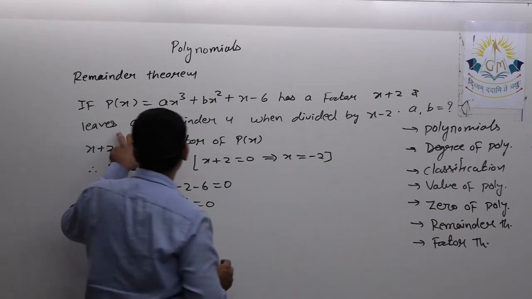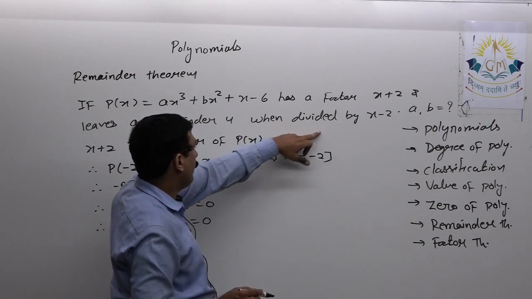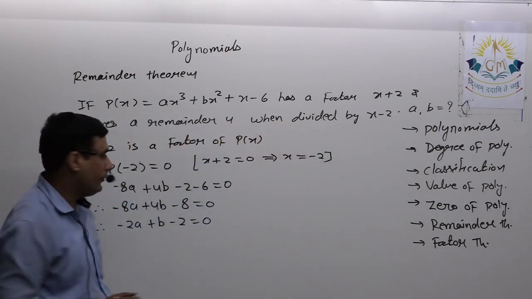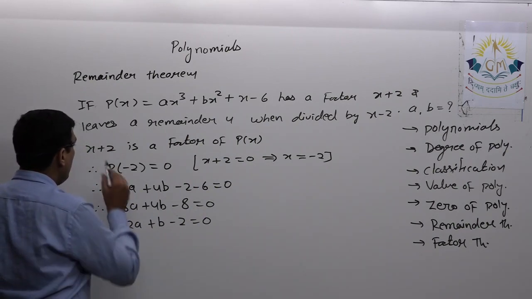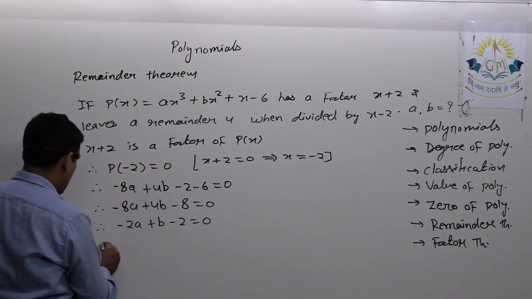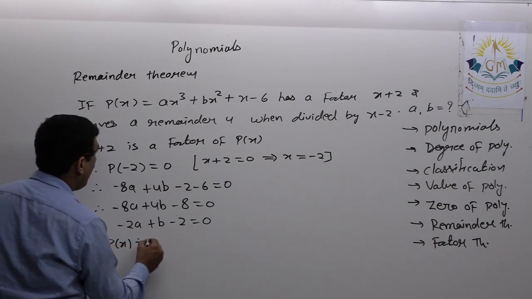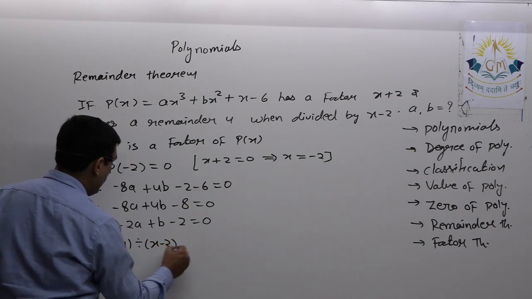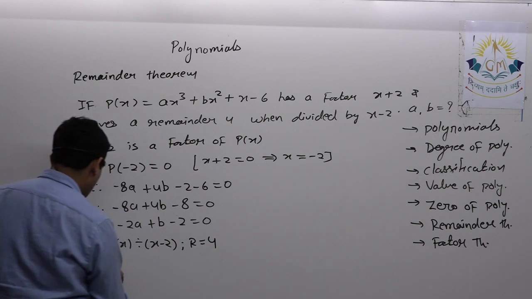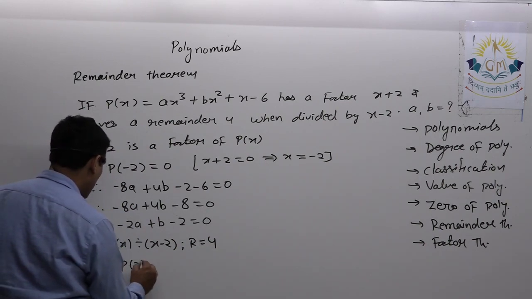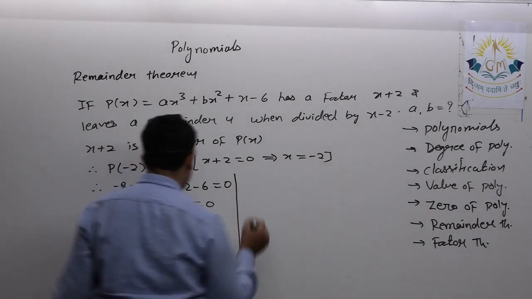Now further it is given on dividing p(x) by x minus 2, it leaves a remainder 4. Okay, next I will write over here. P(x) divided by x minus 2 gives remainder 4. Therefore, I can say p of 2 is equal to 4. Okay, now p of 2 equal to 4.